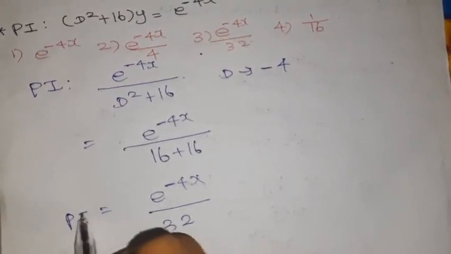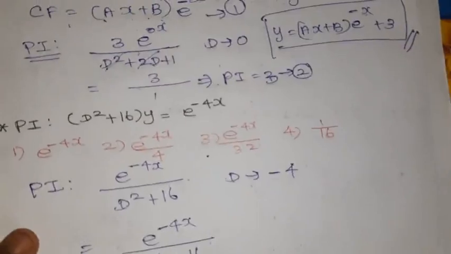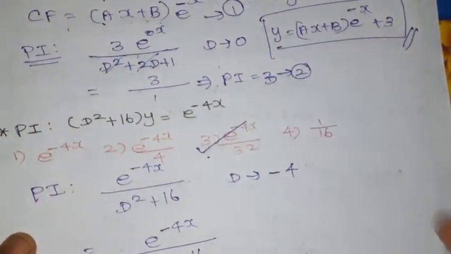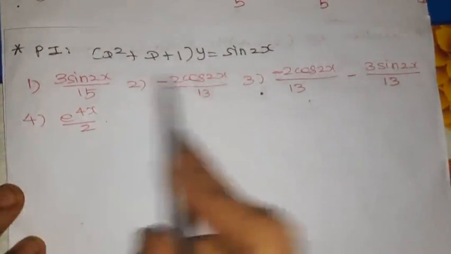So, this is the particular integral for the given differential equation. So, e power minus 4x by 32, that is option 3, is the right option. We will move on to the next one. Particular integral for the given function.